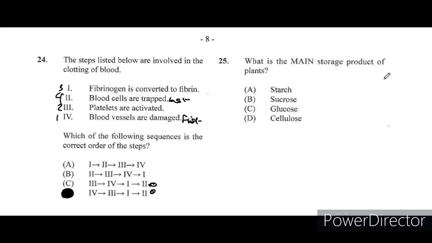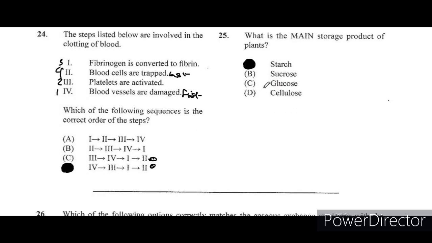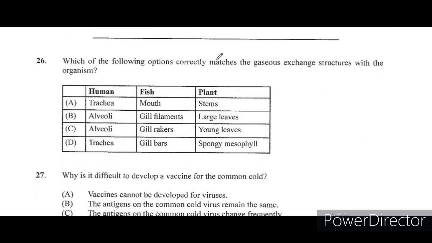Now, 25, what is the main storage product of plants? That's starch, and we know this. Which of the following options correctly matches the gaseous exchange structures with the organism? Now, humans, it's alveoli. Now, fish. Between gill filaments and gill rakers, it would be this because I think this is composed of the gill laminae, or many of them. So that's what we need, the gill laminae, and largely. So the answer here, 26, is B.